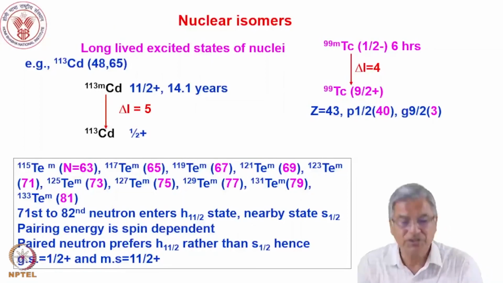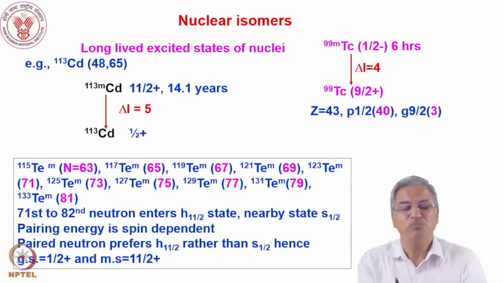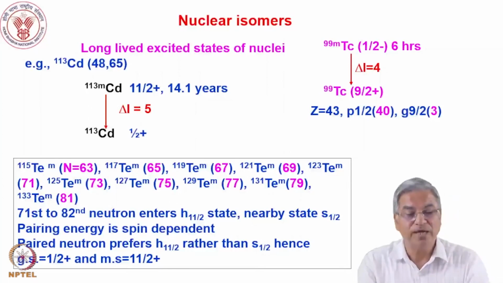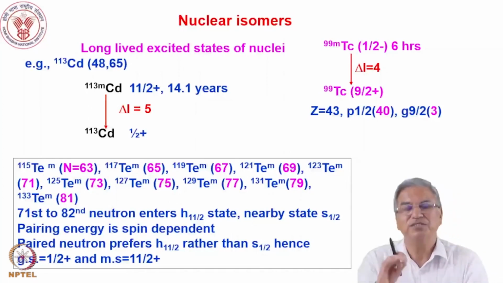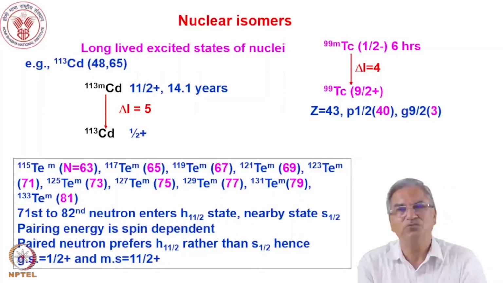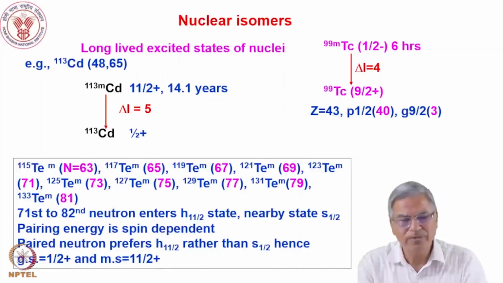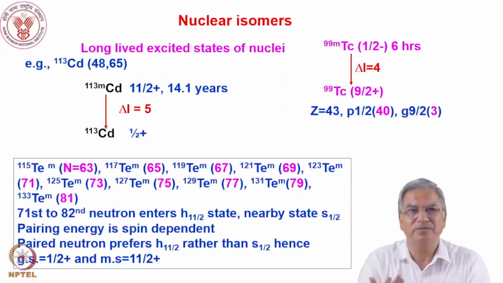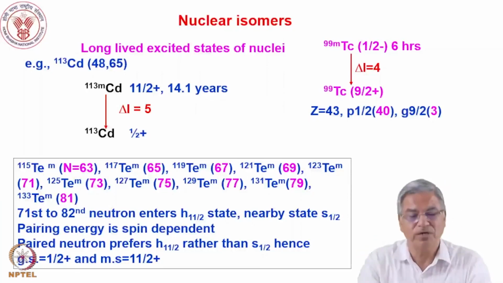And lastly, I will discuss the nuclear isomers. The nuclear isomers are the long-lived excited states of nuclei, and it happens whenever there is a large difference in spin between the excited state and the ground state of the nucleus. So the gamma decay is not easy to happen, and so the gamma decay is hindered. When the gamma decay is hindered, the excited state has a long lifetime.